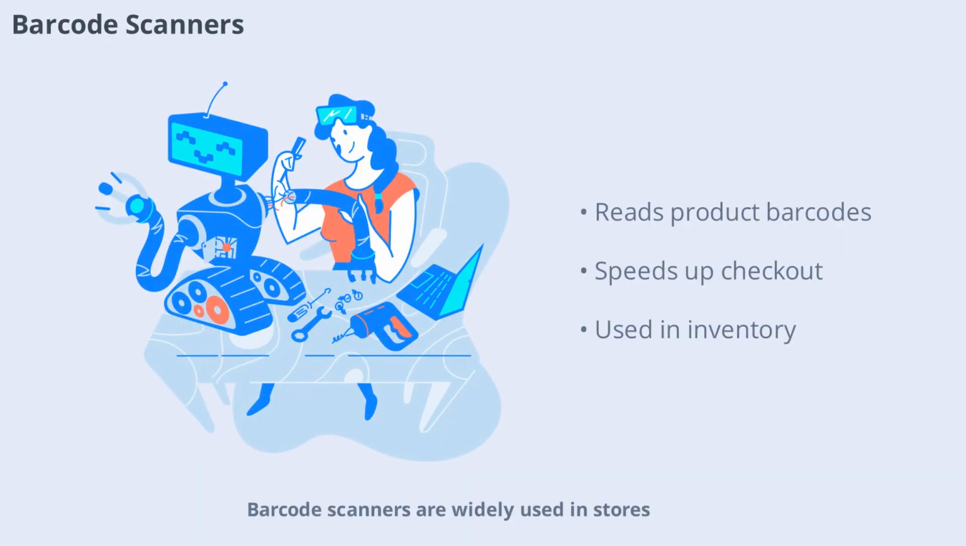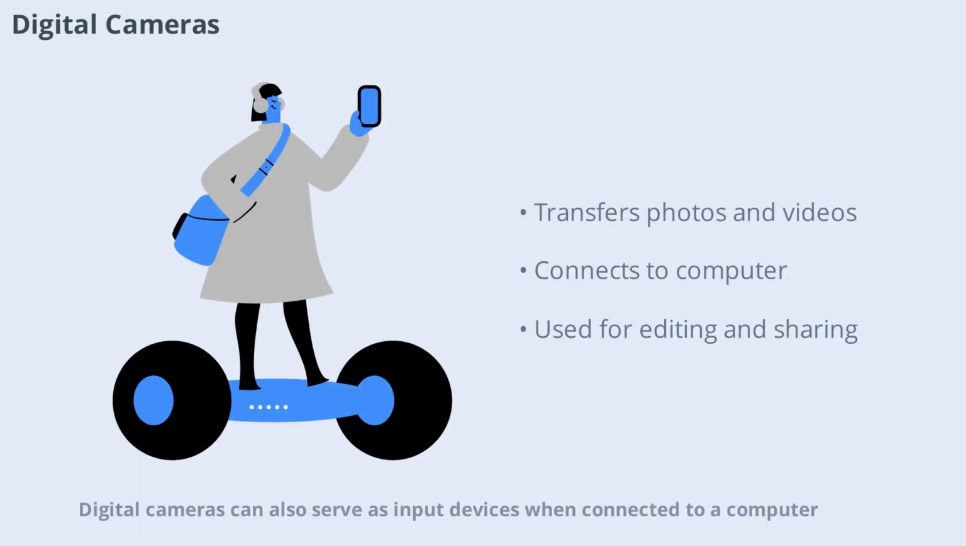Barcode scanners are widely used in stores and warehouses to quickly read product information. By scanning a barcode, the device sends data to the computer, making inventory management and checkout processes much faster and more accurate. Digital cameras can also serve as input devices when connected to a computer.